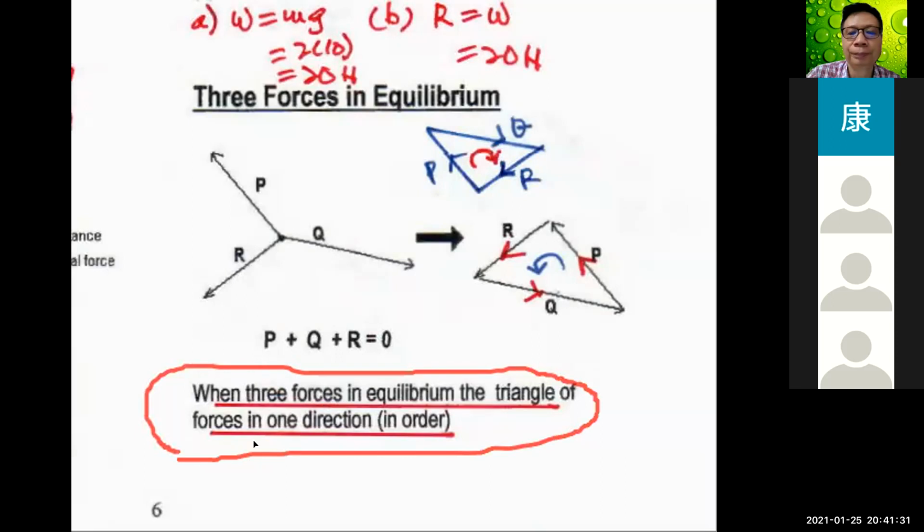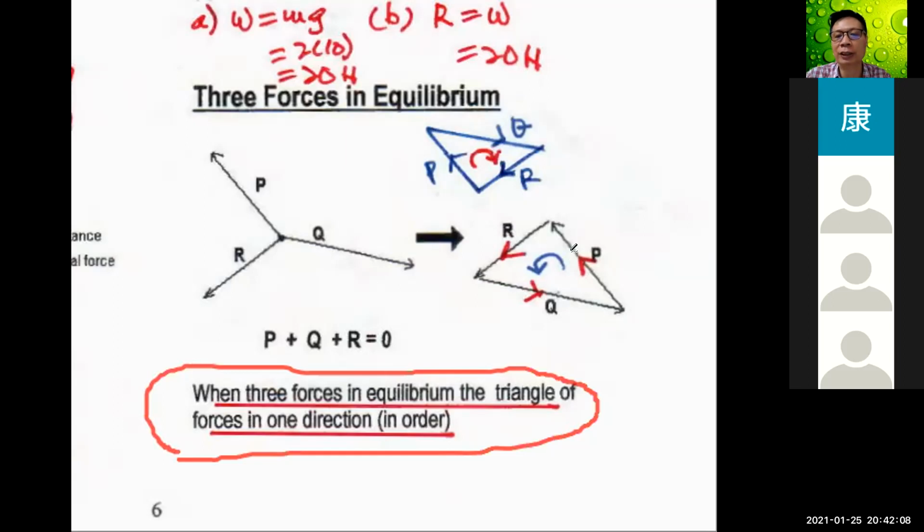Read again. When 3 forces are in equilibrium, the triangle of the forces is in one direction, meaning that when these 3 forces are in equilibrium, you can join the 3 lines to form a triangle in one direction. I repeat again, meaning that you can take this line, this line, this line, follow the direction. You join them up, it can form a triangle in one direction.